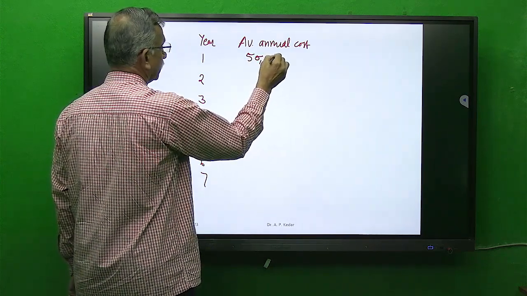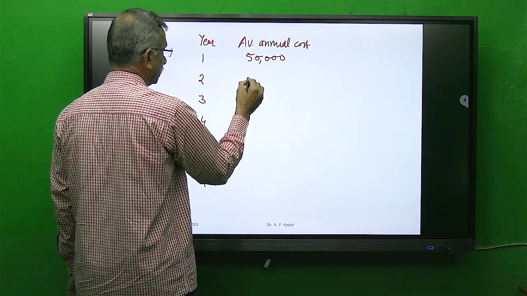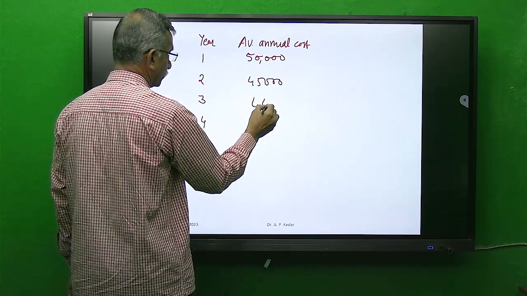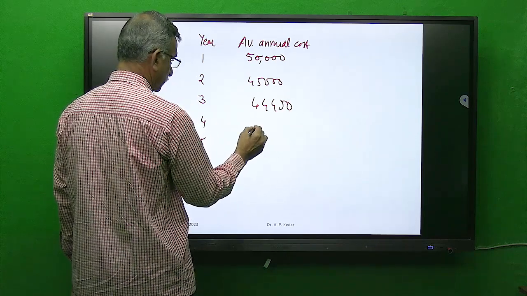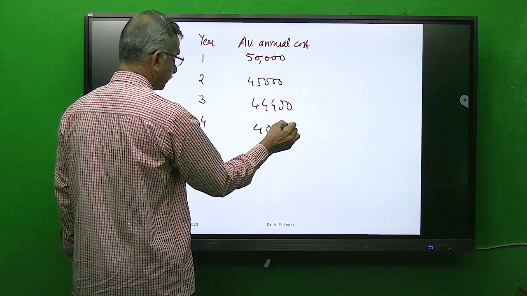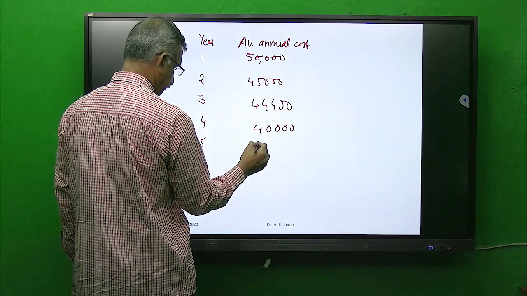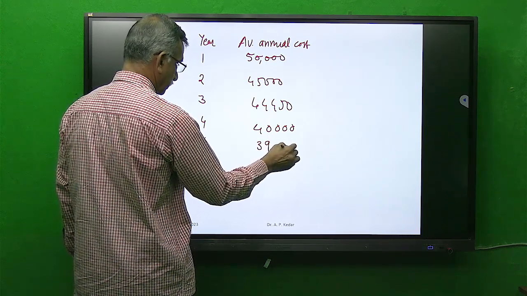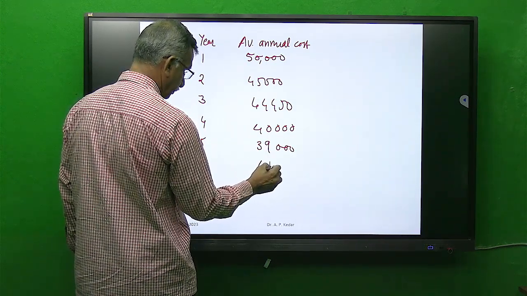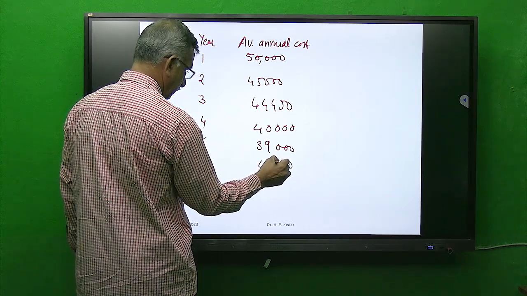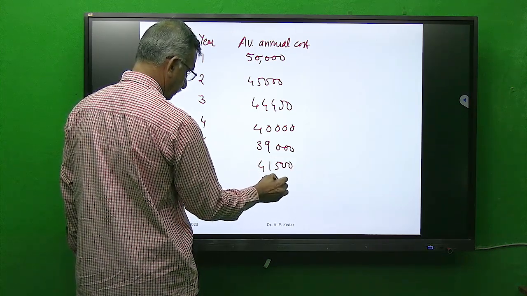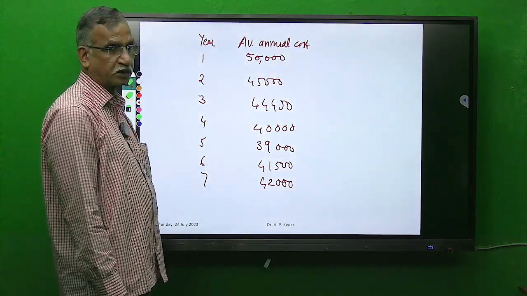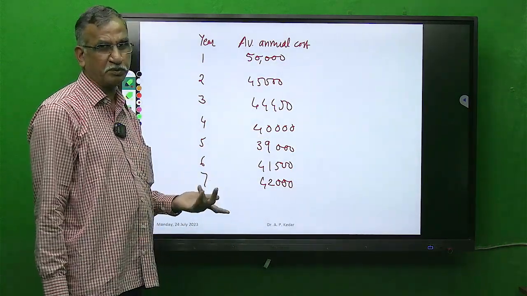50,000, then 45,000, 44,500, 40,000, then 39,000, then 41,500 and 42,000. Suppose you come across this solution of 7 years data. Data may be 7 years, maybe 5 years, maybe 10 years.